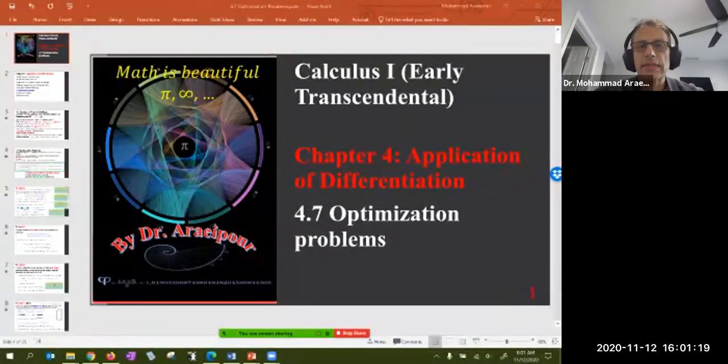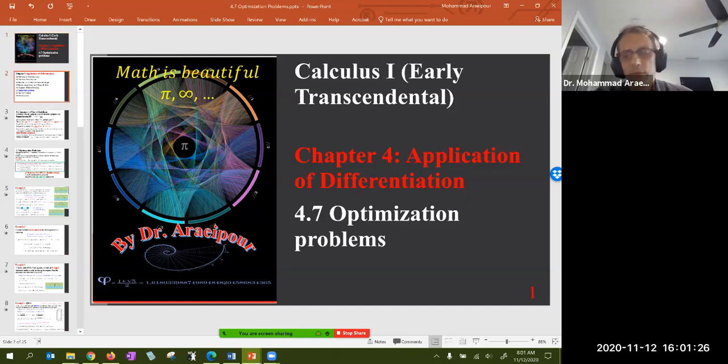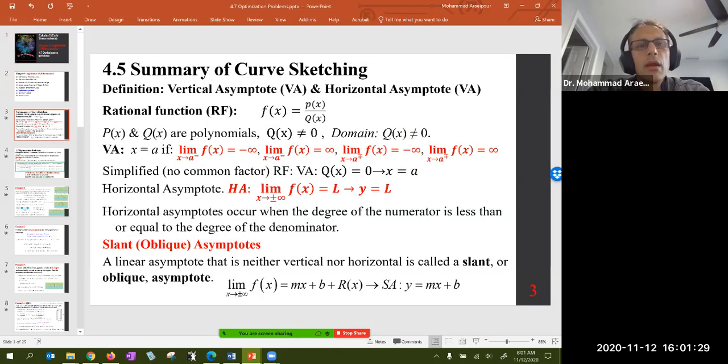Morning class, we are looking at section 4.7, optimization. Here's the summary of curve sketching when it comes to rational functions. Besides the old stuff, such as finding the intercepts and asymptotes, we add information from calculus to find intervals of increasing, decreasing, local extrema, inflection points, and so on.